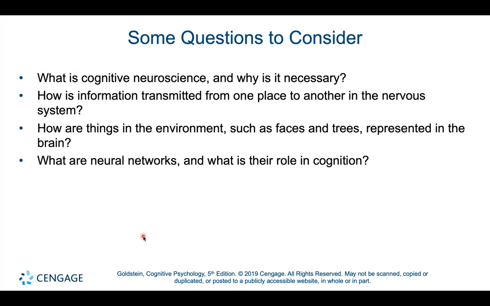So a few things to think about that we're going to maybe touch on, or that the things we touch on might prompt some of these questions. What is cognitive neuroscience? Why does it matter? How does the brain transmit information from one place to another? How are things in the environment, such as people's faces or trees, represented in the brain, right?